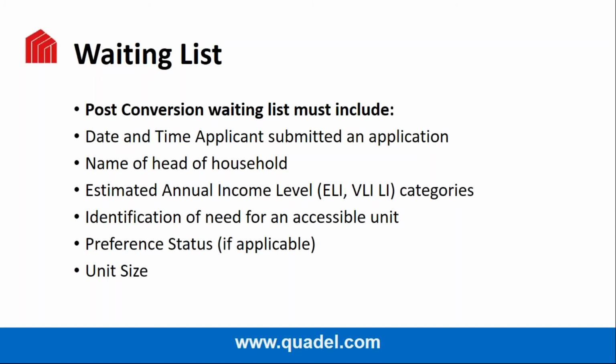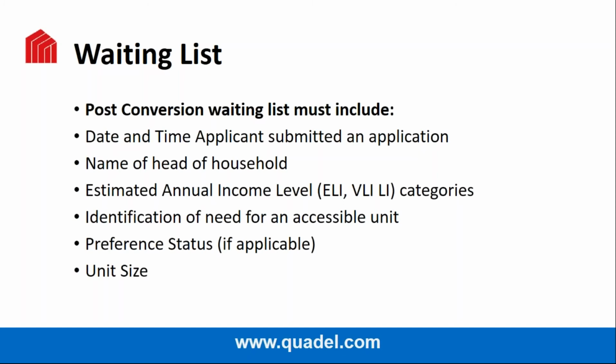Post-RAD conversion PBRA waiting lists have to include the following. They're required to have the date and time the application was submitted or received by the PHA or owner. It must include the name of the head of household and their estimated annual income level, and again, it could be extremely low income, very low income, or low income. It doesn't necessarily have to identify what their actual income is. And identifying the annual income level is helpful for any income targeting practices.